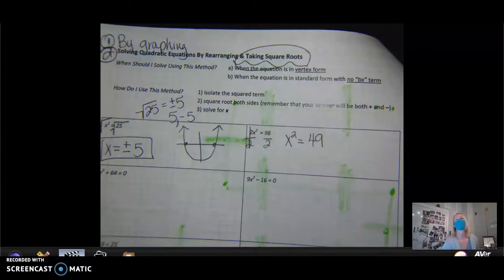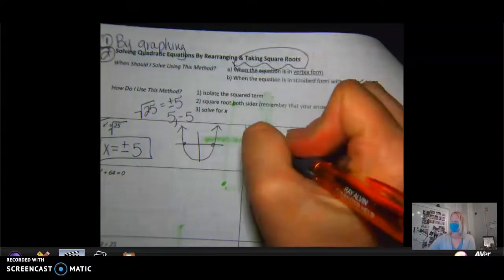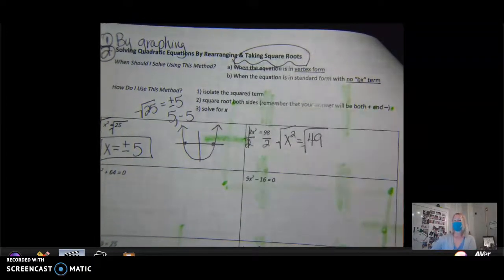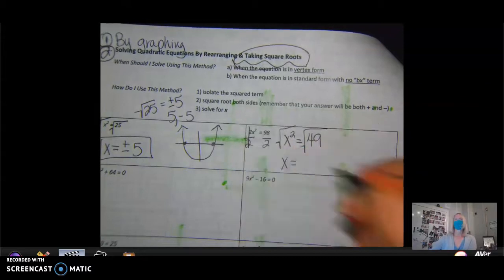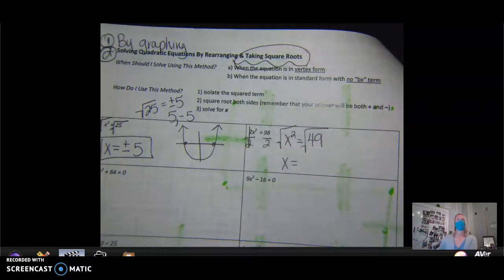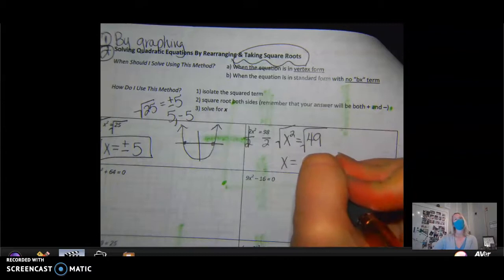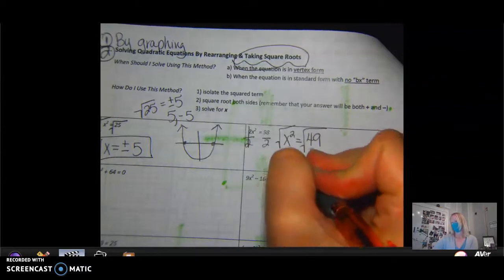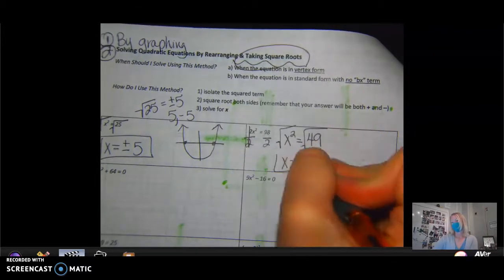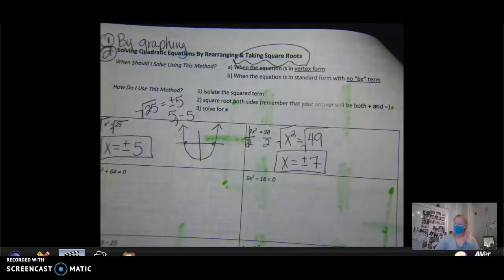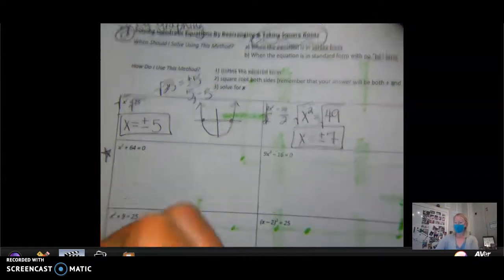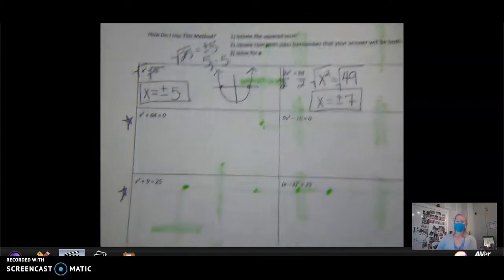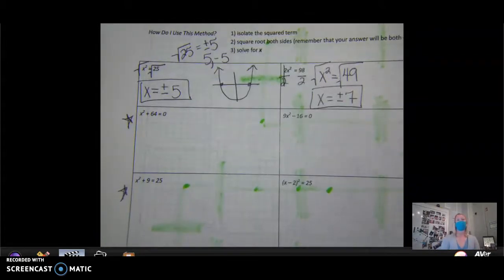Now, is the squared term isolated? Is it by itself? Yes. So how do I get an x squared down to an x? So if I square root one side, I have to do that to the other. I get x equals, what is the square root of 49? Okay, but how many answers do I need? So it's a positive and -7. I want for you to try this problem on your own and this problem right below it on your own. So those two real quick on your own, please.